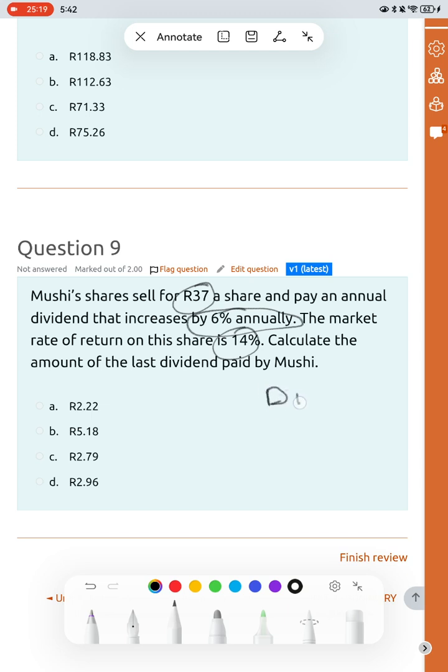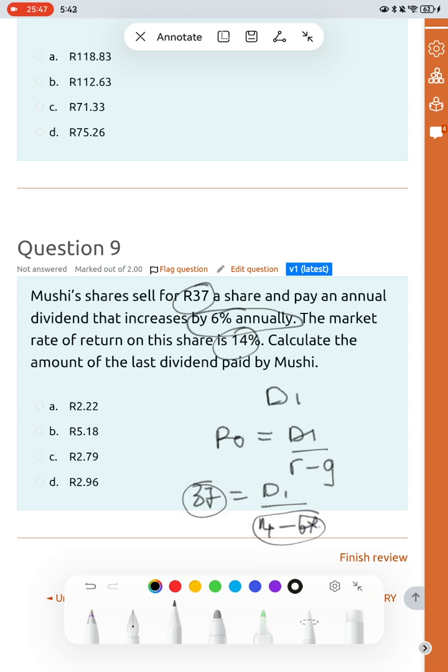So we are looking at D1, right? So it's going to be P0 equals D1 over R minus G. Simple, solve for X. It's going to be your 37 equals D1 over R, 14% minus 6%. And then you take that and multiply that by that, and then you will be able to get what your value is for D1, which is 2.79.